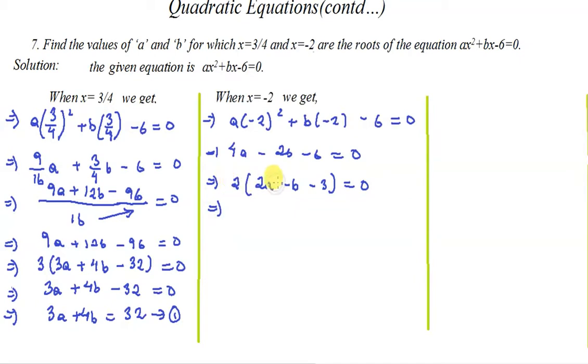Dividing by 2, we get 2a minus b minus 3 is equal to 0, so 2a minus b is equal to 3. Transposing, minus b becomes plus b, so b is equal to 2a minus 3. This is equation 2. The first equation is 3a plus 4b is equal to 32, and the second equation is b is equal to 2a minus 3.